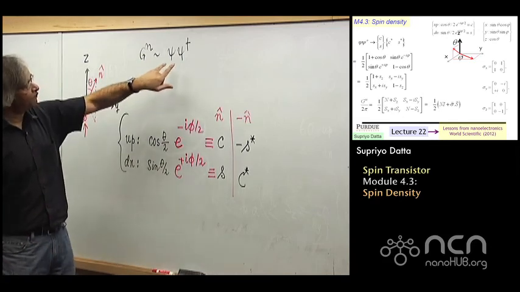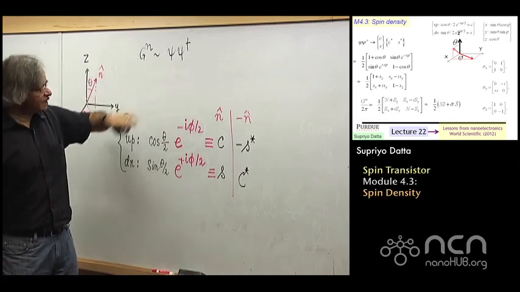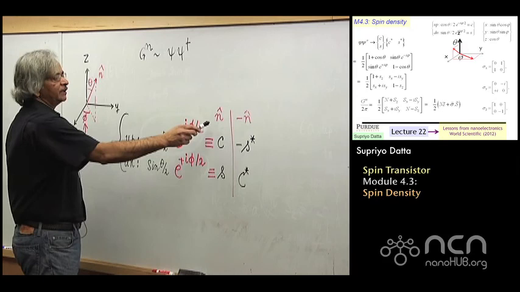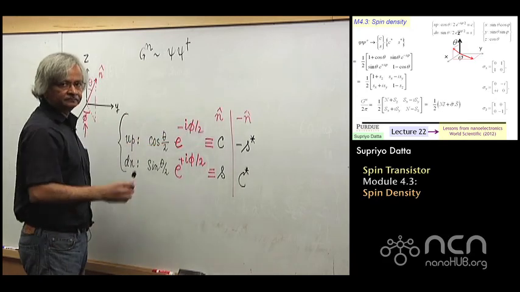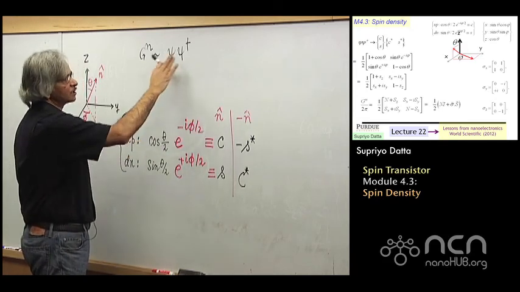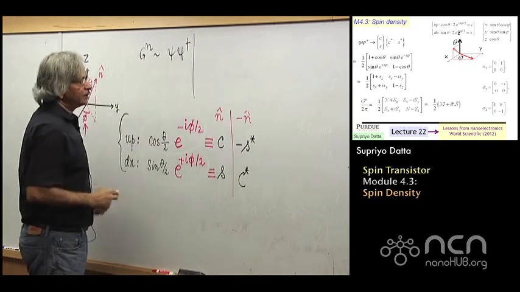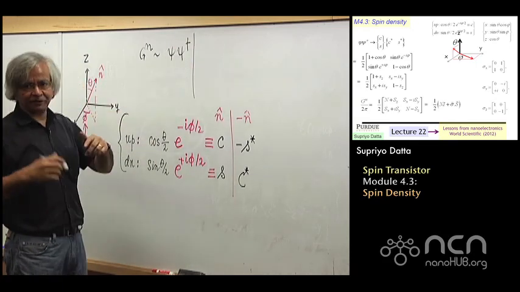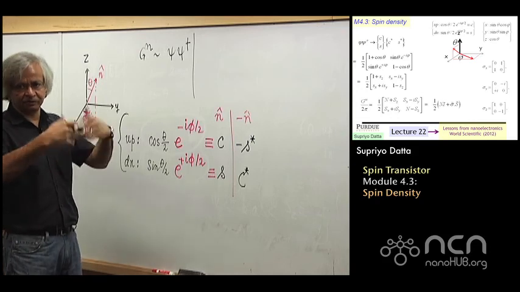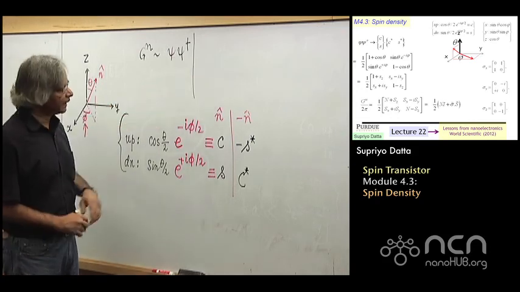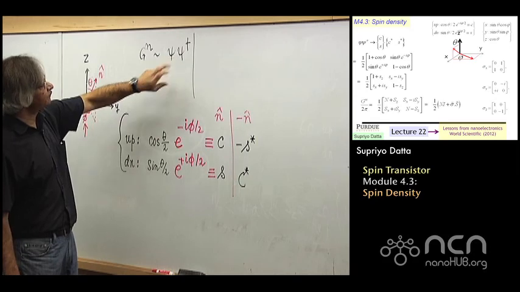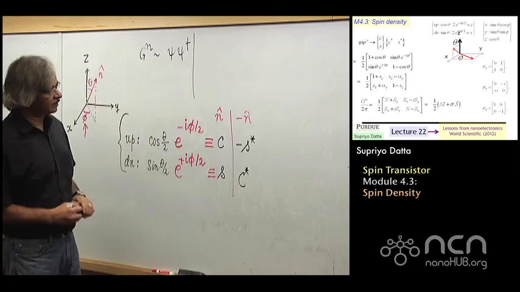Now, let's say we had an electron that was pointing in some direction n. The question is, what is the corresponding Gn for that electron? The advantage of this is that if you had another electron in some other direction, we could add them up one by one. Now, what is the Gn for something that looks like this?